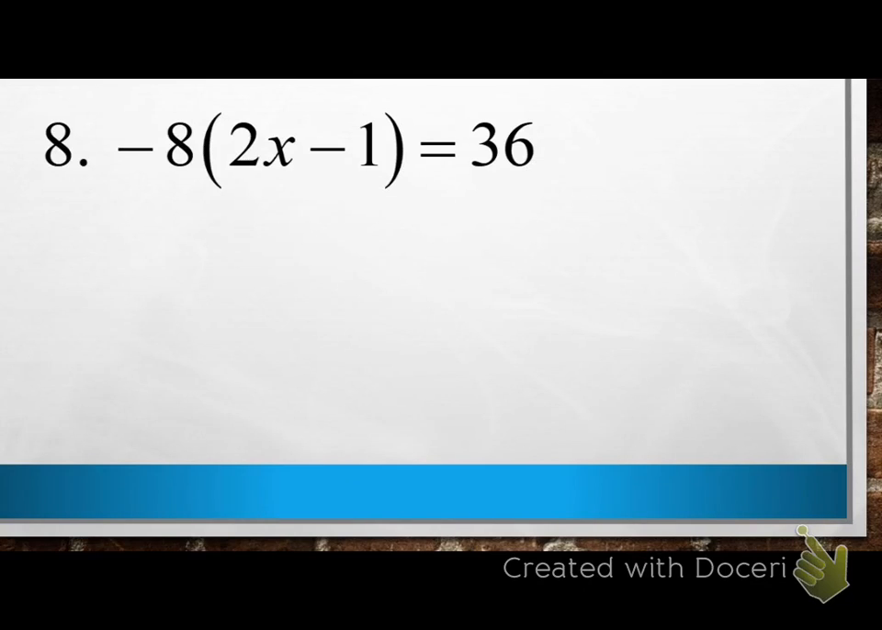All right, hold on. Now, I'll do the first step with you. Look up on the screen. Here we go. Guys, quiet. I have parentheses. What do I need to do with this negative 8? D word. Distribute. Here we go. Distribute. What is negative 8 times 2x? Negative 16x. What is negative 8 times negative 1? Positive 8 equals 36. I'll let you finish it.